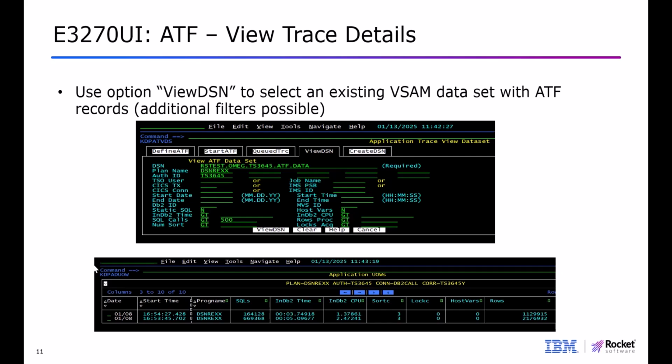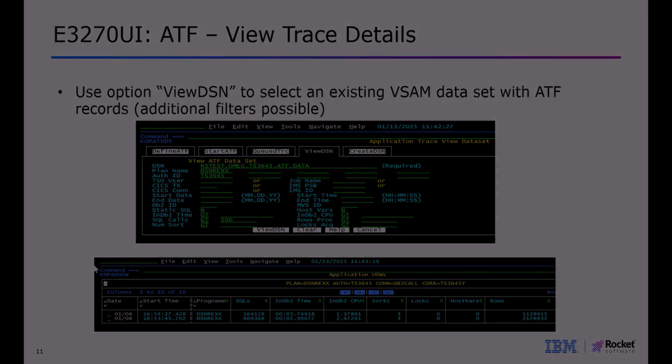So once I get that information specified, I click the View DSN tab at the bottom, which will then bring up a list of everything that met my selection criteria. So in this example, I found I've got 2 trace records that fit my criteria of greater than 500 SQL calls for this particular plan and user, which I can then start drilling in on again to go down into the specific SQL detail.